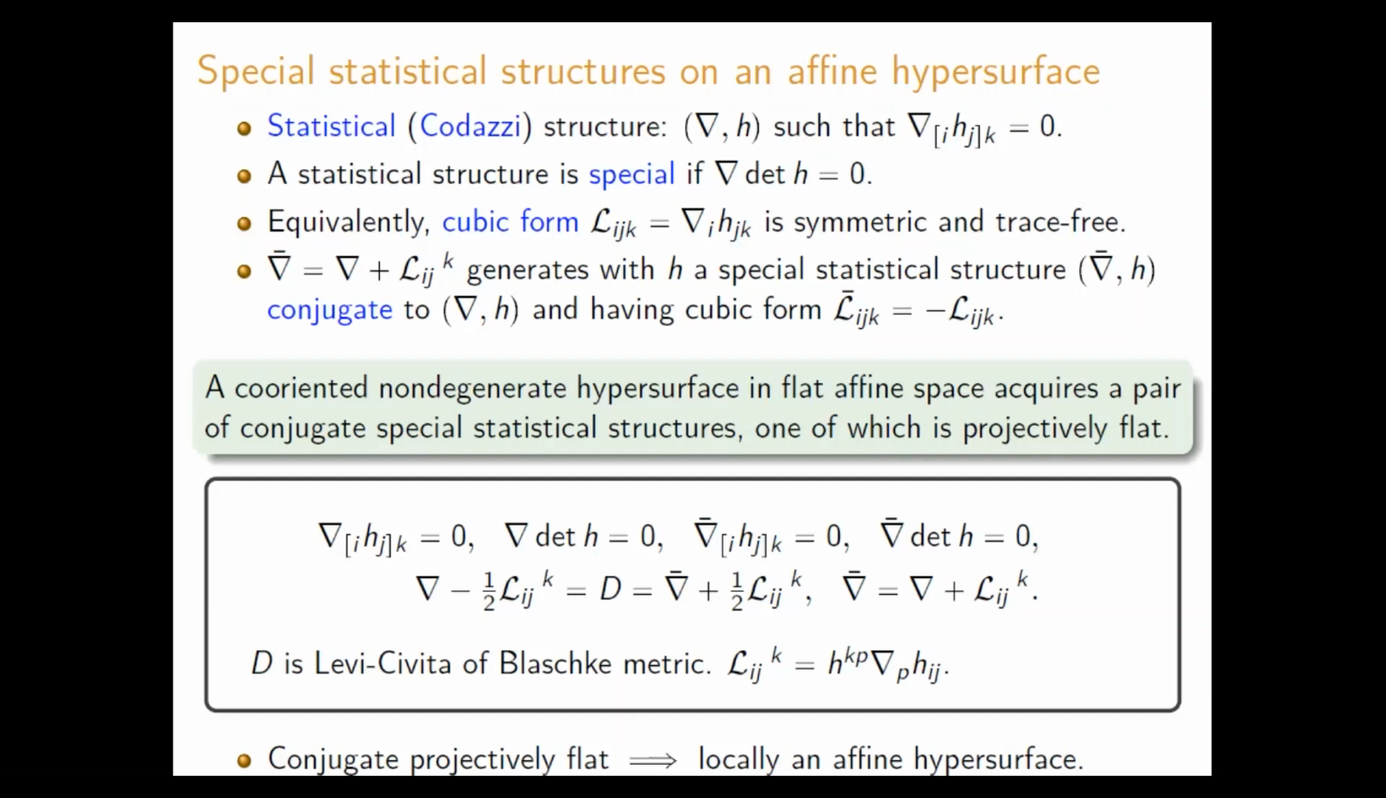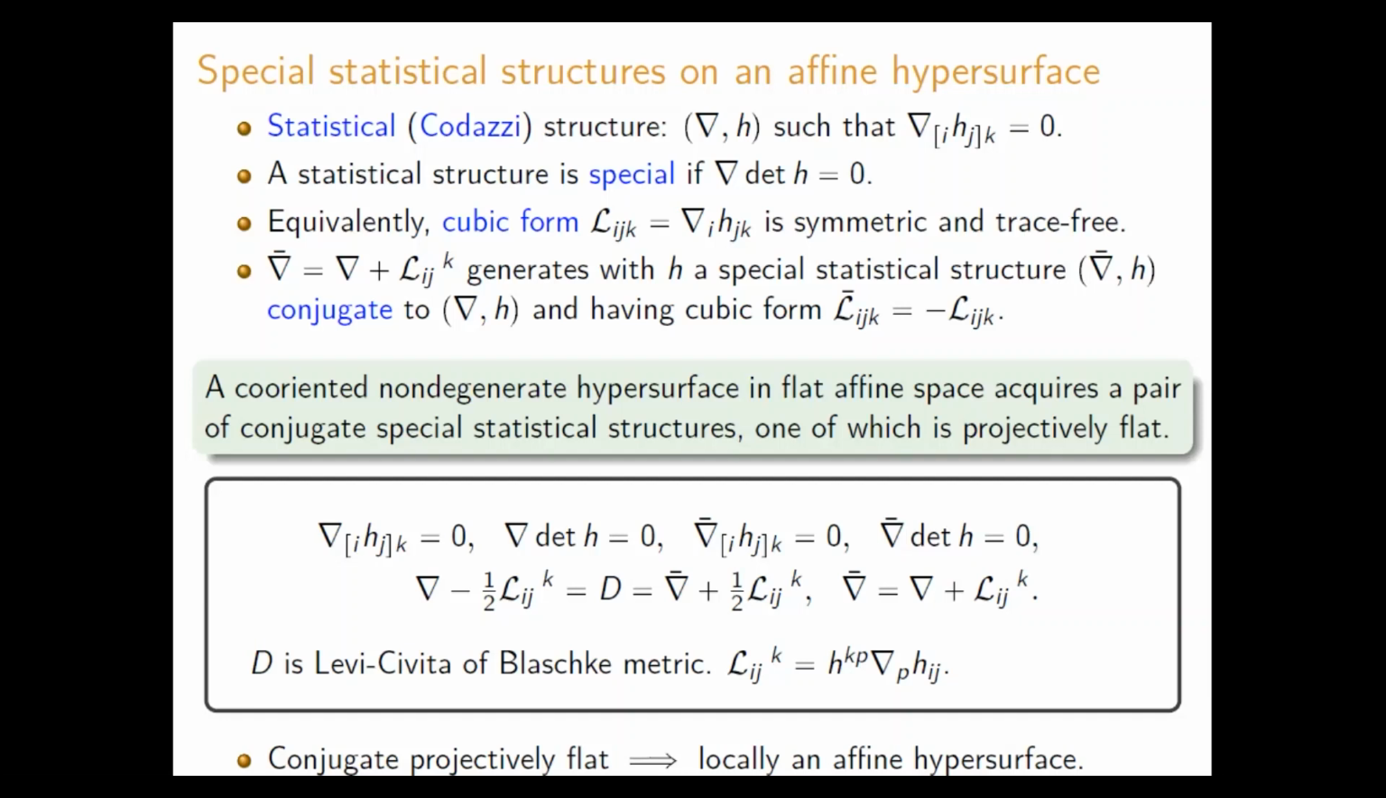These structures sometimes are called Codazzi structures. There are other terminologies in the literature. I personally hate this terminology of statistical structures, but it's become quite popular. And it's a little bit like when people like to put quantum in front of everything. It makes no sense, but I've surrendered.